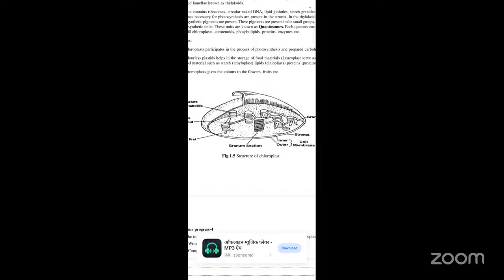The matrix consists of enzymes which catalyze the breakdown of hydrogen peroxide into oxygen. They also possess the catalase enzyme, which forms water molecules.